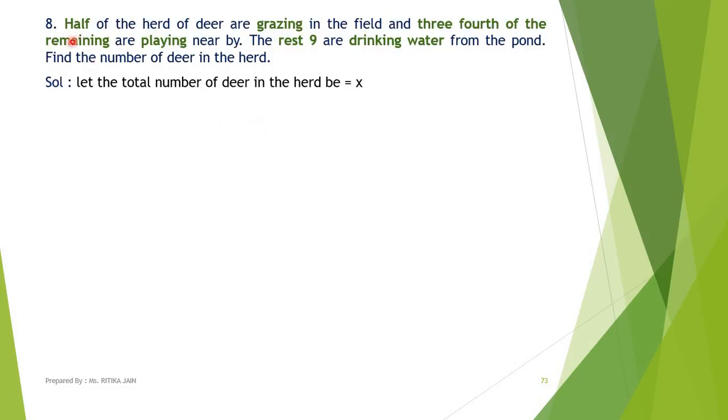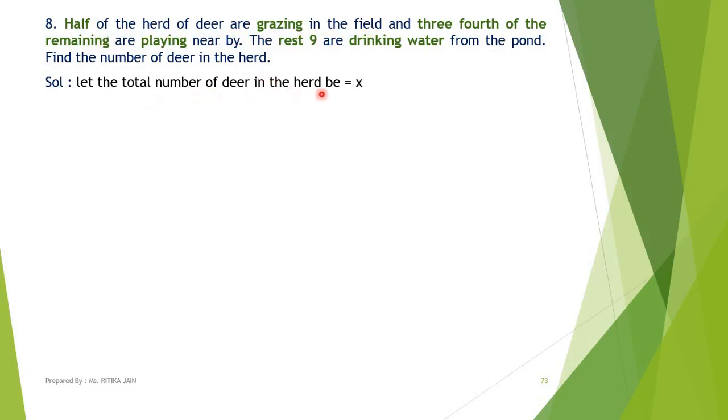Now, question number 8. Half of the herd of deer are grazing. Herd of deer means a group of deer. Okay. Half of the herd of deer are grazing in the field. So, we don't know the total number of deer in the herd. So, what will be the first step?